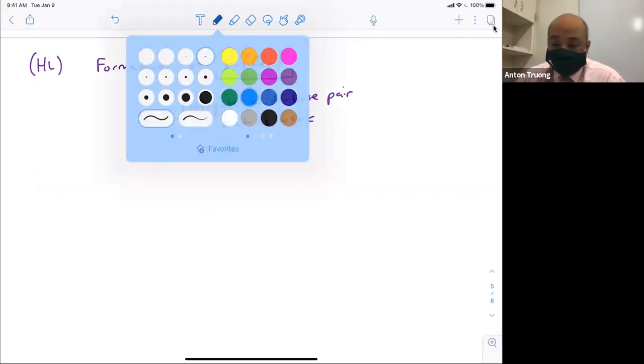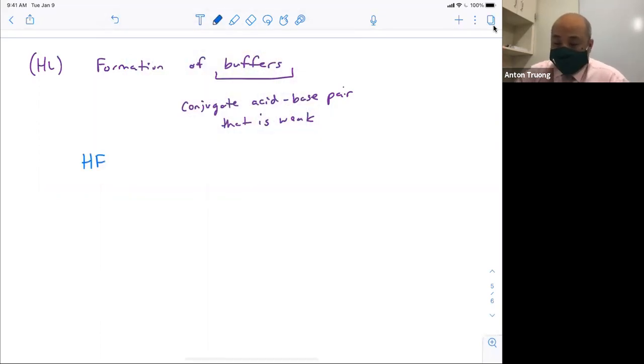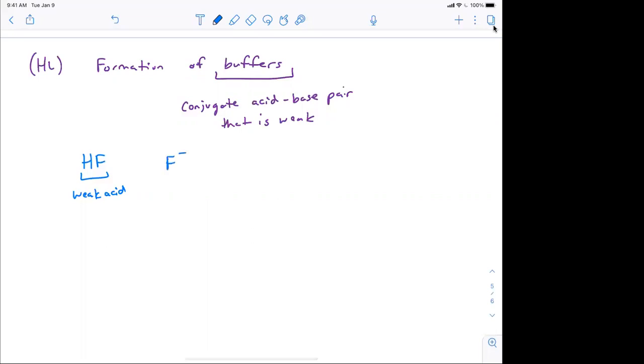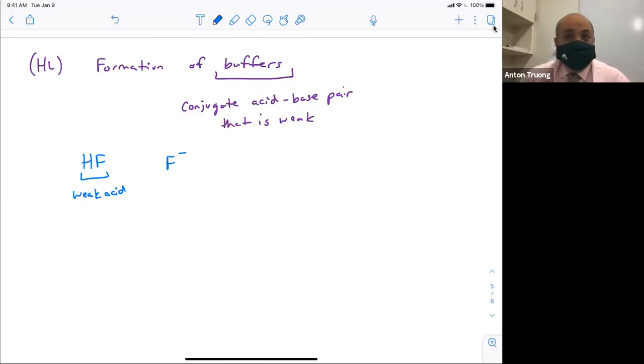The idea is you need a buffer solution that has a weak acid and a weak base. A weak acid makes a weak base, and a weak base makes a weak acid. So if HF is a weak acid, what else do you need in the solution to make a buffer? F minus, because F minus is the conjugate base of HF.